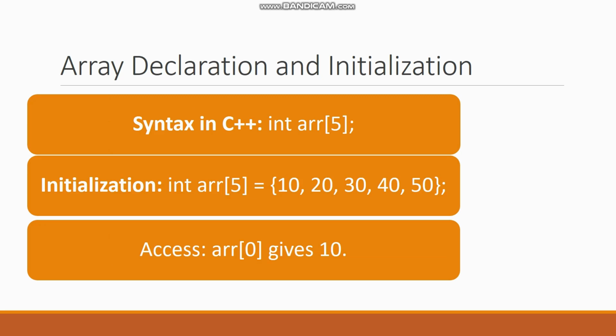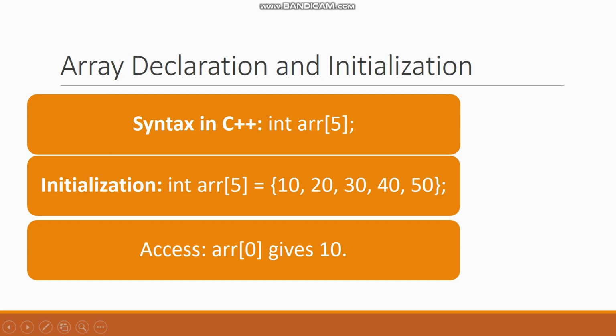Then initialization. What do you mean by initialization? Initialization simply means assigning the values to the array, giving the values to the array. So this is one of the methods by which you can initialize the array. Later in the further videos we'll see different ways by which we can accept the elements in an array. So here, I have declared the array, and with the assignment operator, in curly braces, we are directly giving the values.